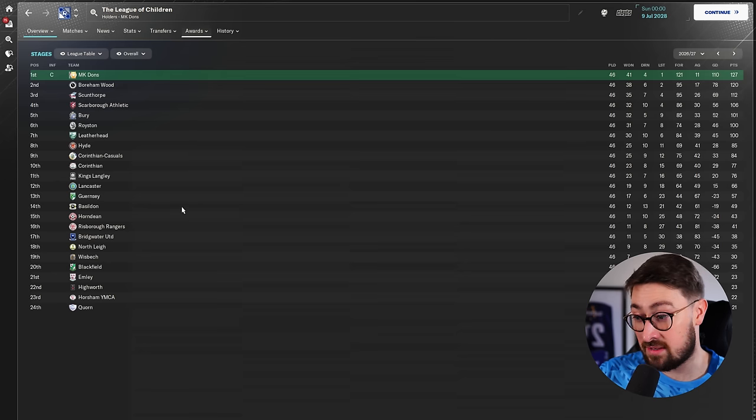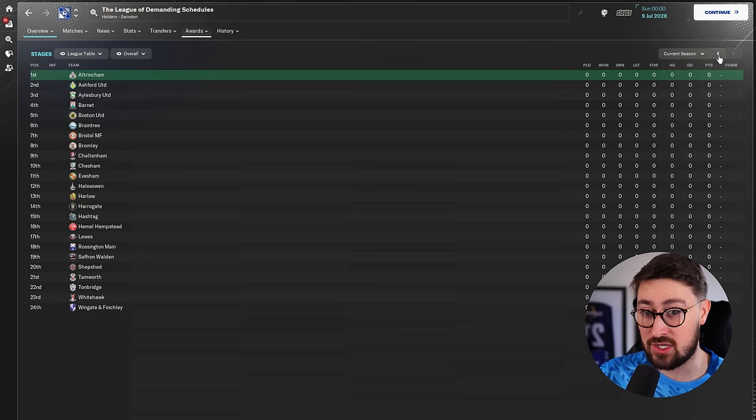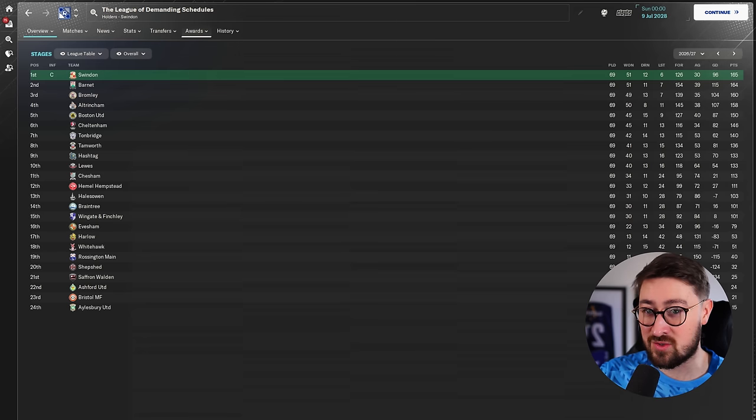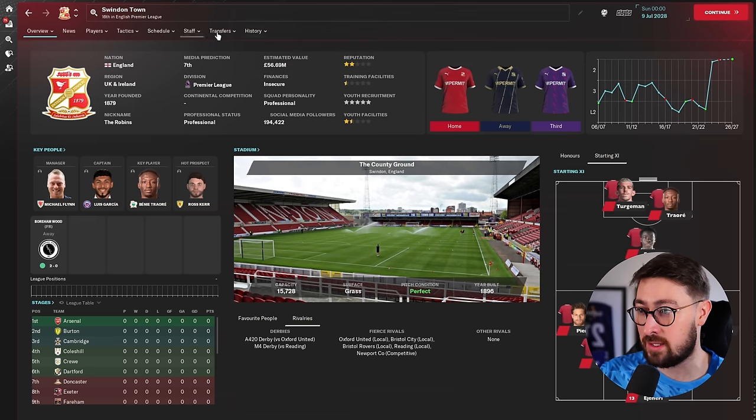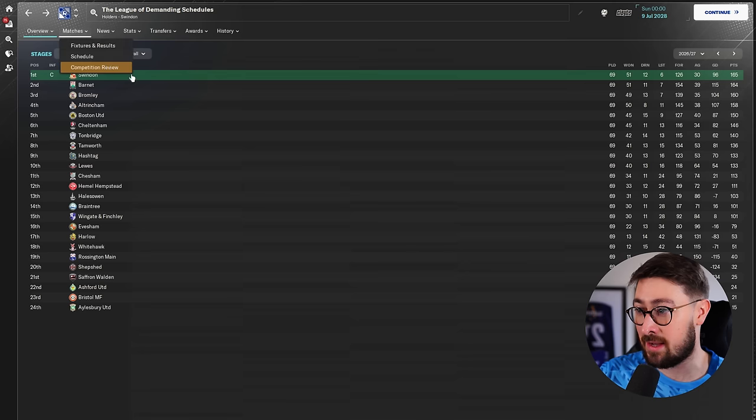I assume that's really difficult to get out of. It's quite literally called the abyss, isn't it? MK Dons in the League of Children. League of Demanding Schedules. Swindon have got themselves all of these games played. Probably got a big old budget now, £56 million going into the Premier League.